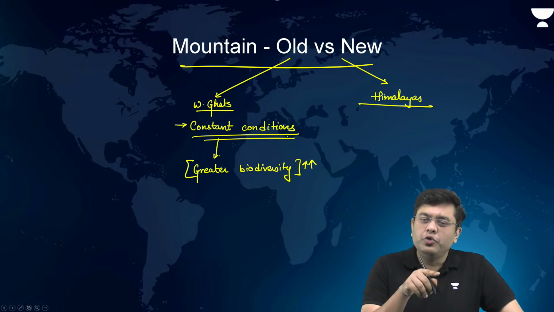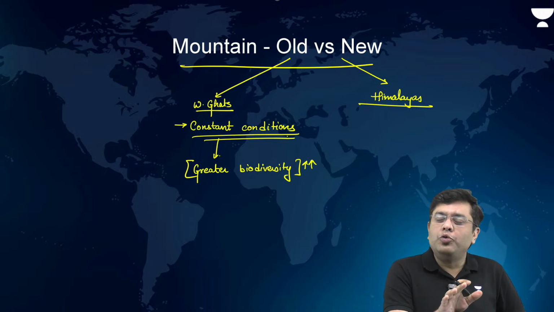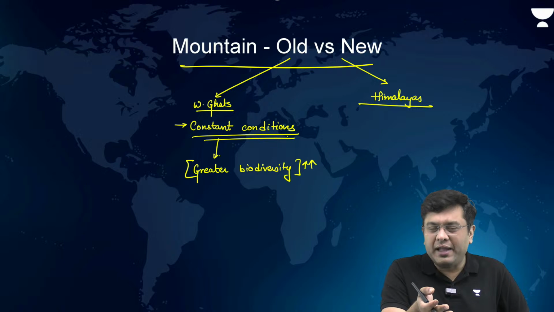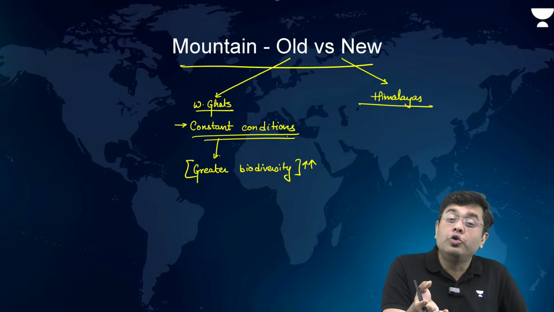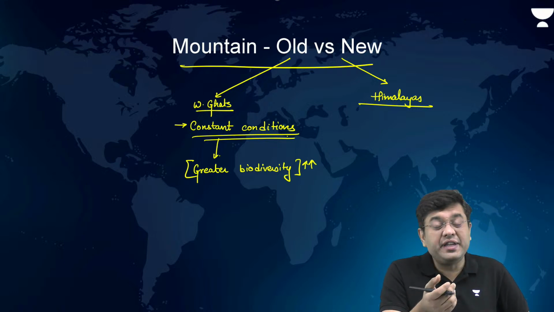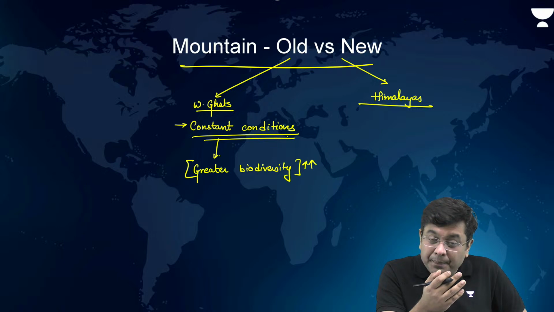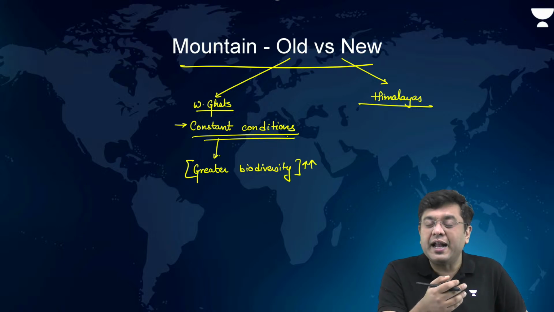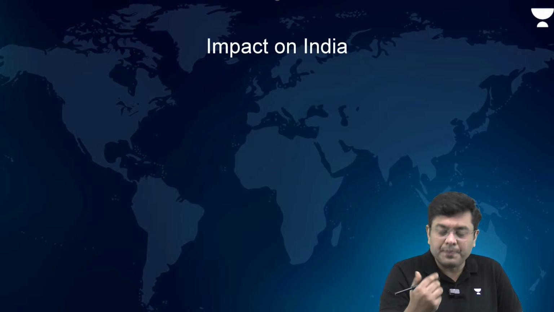So that tells you that not only will the mountains have a greater amount of biodiversity as compared to the plain region, but also when you consider older mountains, there the amount of biodiversity shall be much more as compared to the newly evolving and newly formed mountain region.